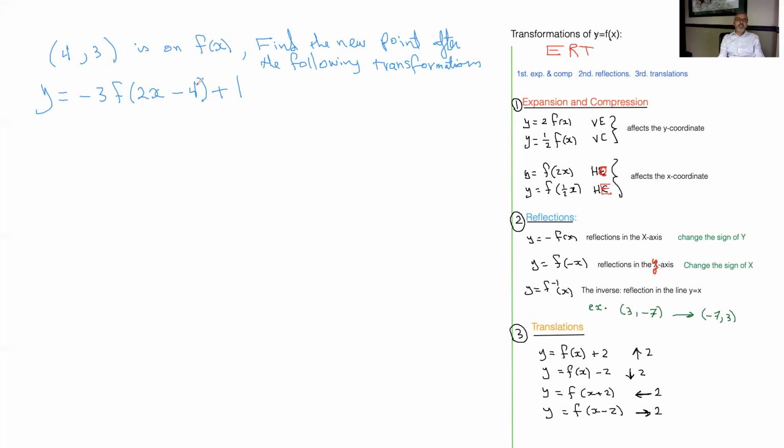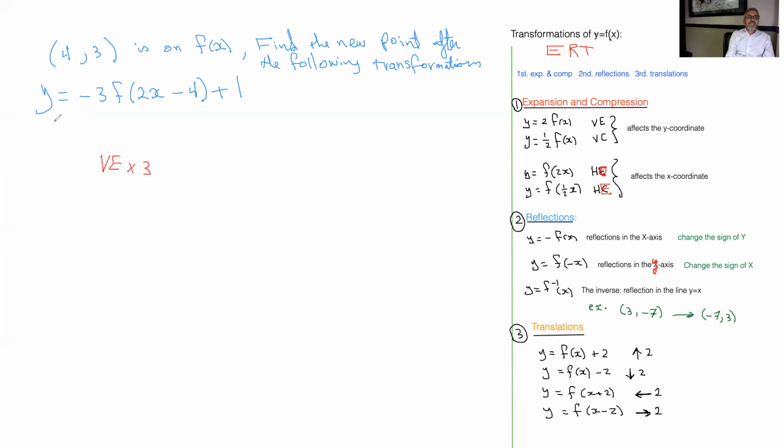And I'm giving you an example right here. 4 and 3 is on f of x, and you're trying to find out where the point would be after all of these transformations. So what I do is write what's happening in this order, ERT. So I'm looking at the 3 there. The 3 means vertical expansion by 3.